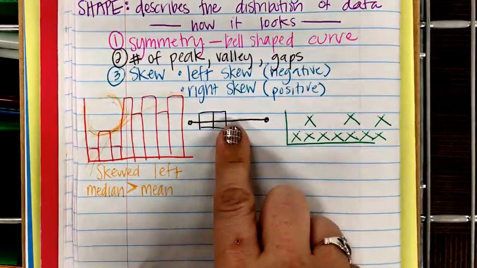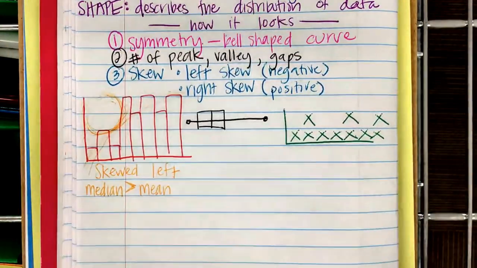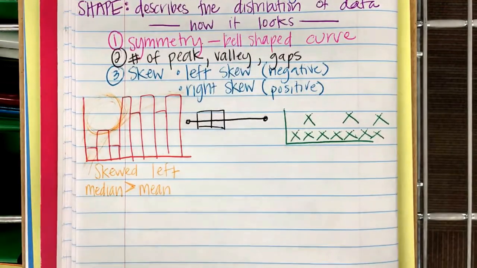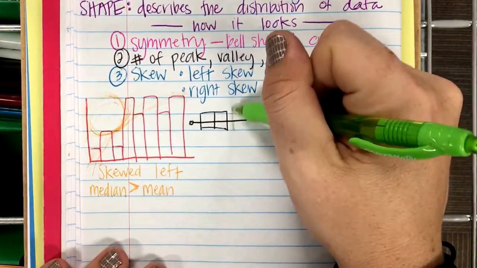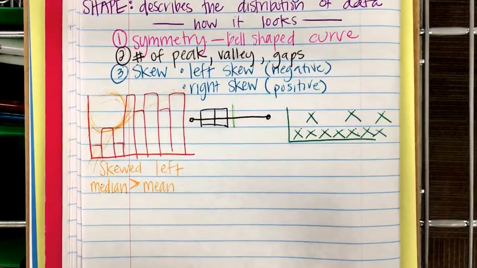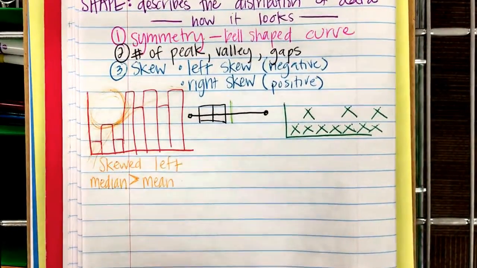This graph, what can you tell me about this guy? Is it symmetrical? If I folded it in half, what would it look like? Not symmetrical. I mean, maybe here's the middle. It's not symmetrical. Where's the actual statistical middle of that graph?